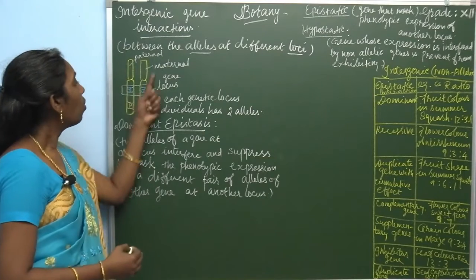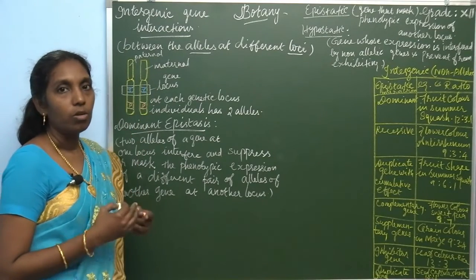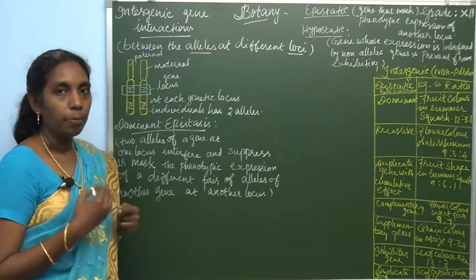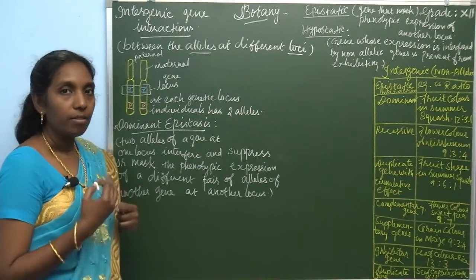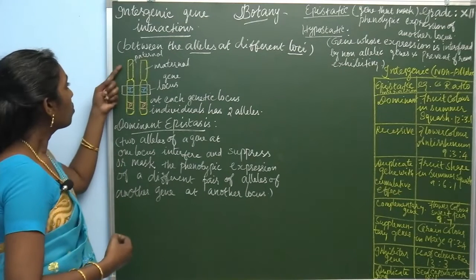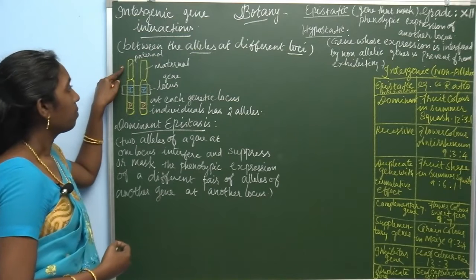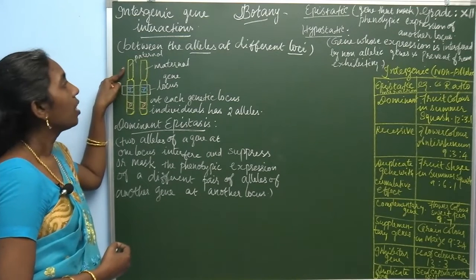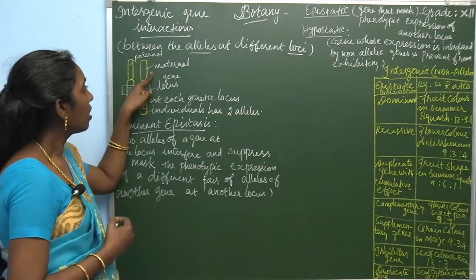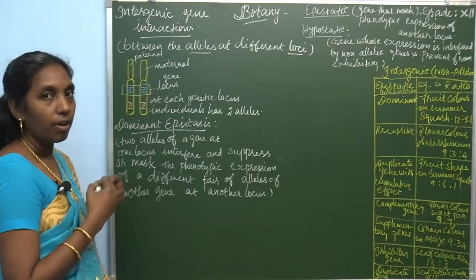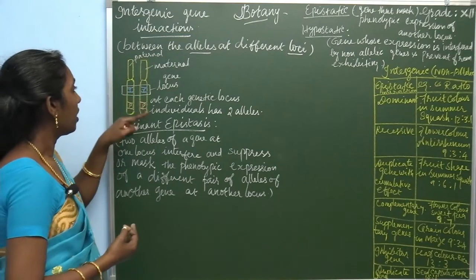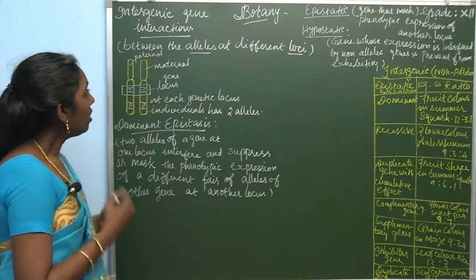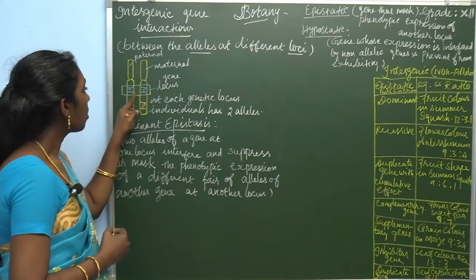This is the homologous chromosome. You all know there is a homologous chromosome which derives from paternal and maternal, a male and a female. This is derived from male and this is derived from female, father and mother. So paternal and maternal. This is called a homologous chromosome. In the homologous chromosome, these are the alleles.